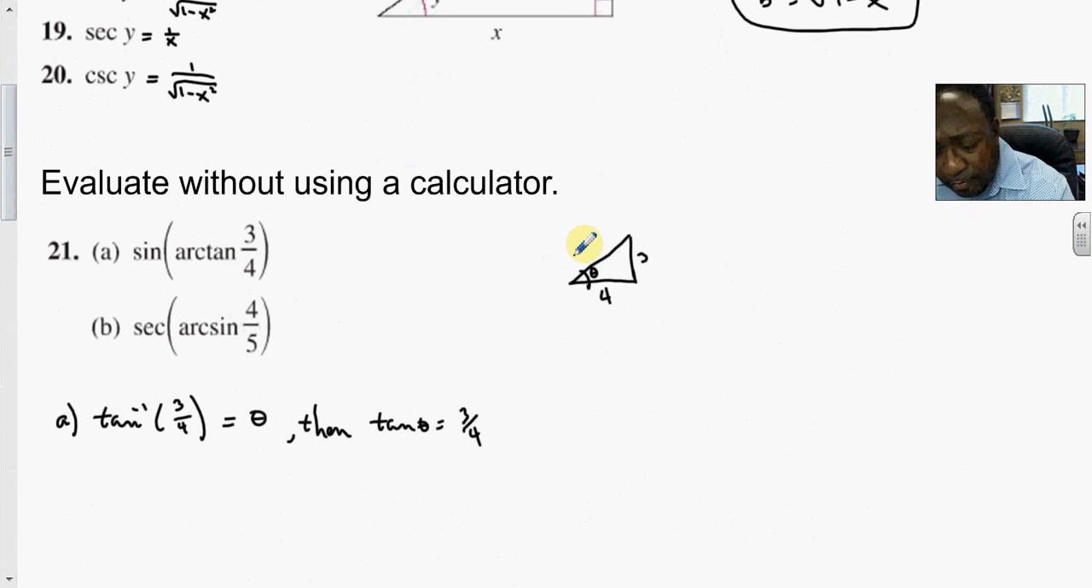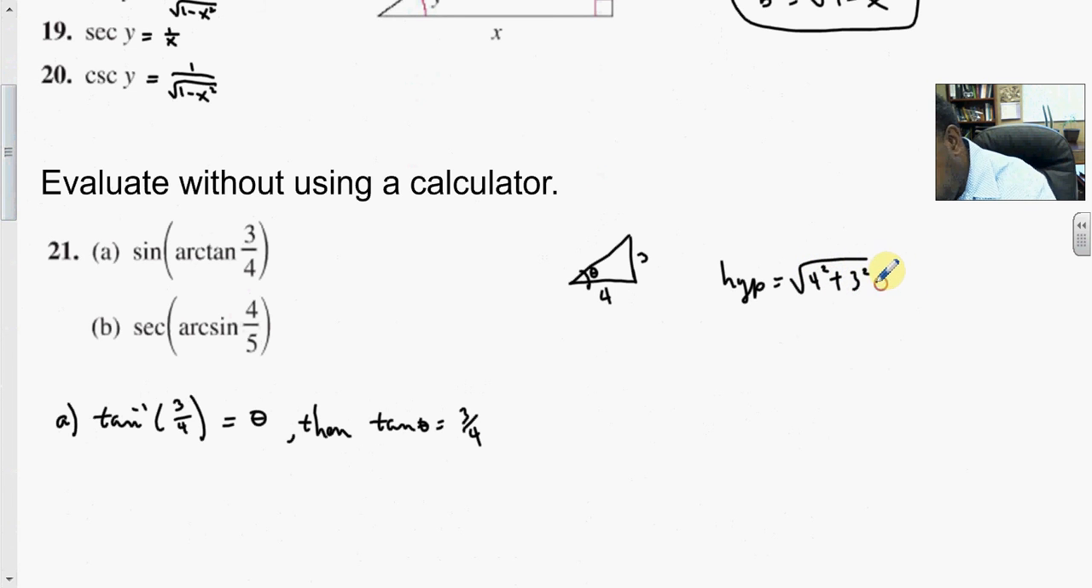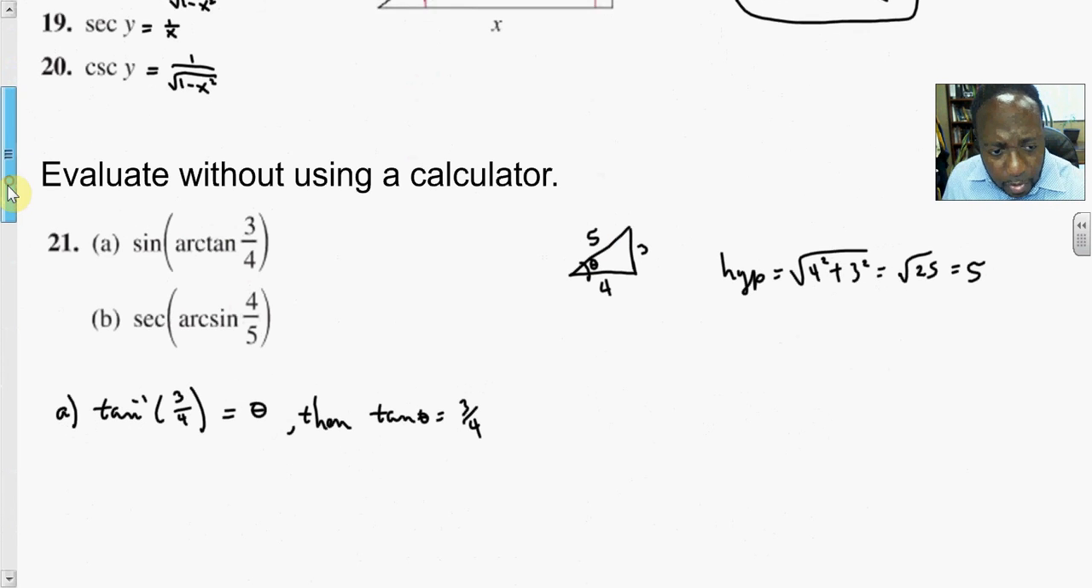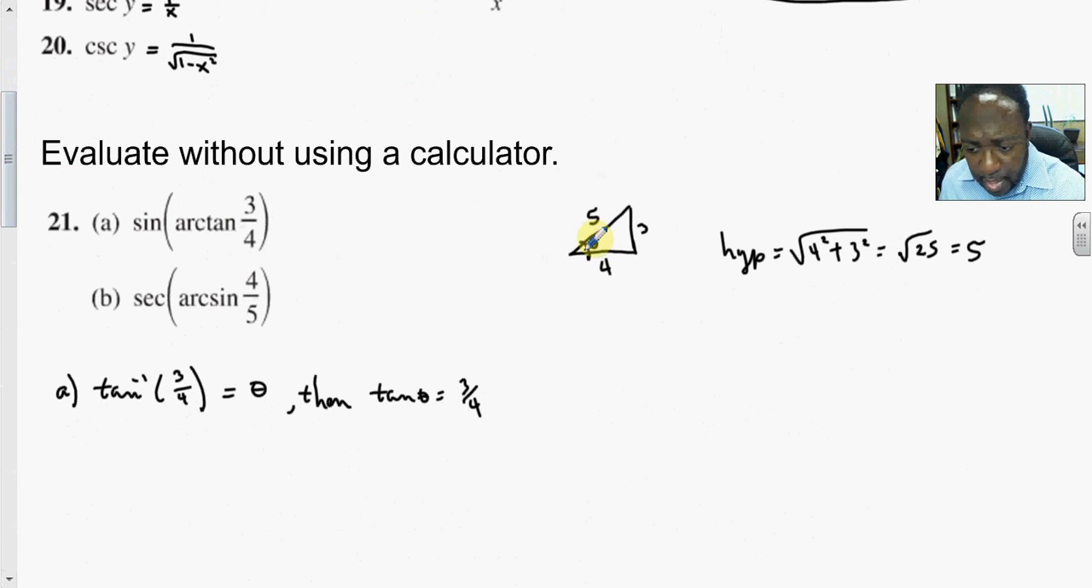Using the Pythagoras theorem, we have the hypotenuse is the square root of 4 squared plus 3 squared, so that gives us the square root of 25, or just 5. So if that be the case, then you're looking for the sine of theta. Well, sine of theta would be 3 over 5. This is the sine of tan inverse of 3 over 4.